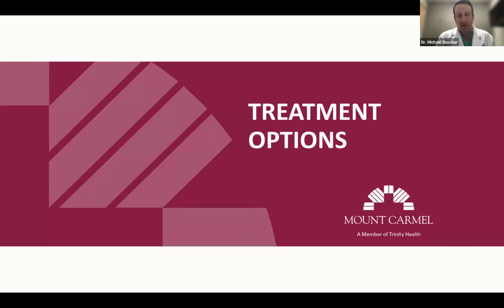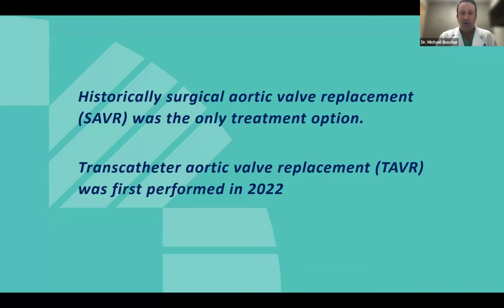Now, talking more about treatment options, again, surgical aortic valve replacement works very well, and historically this was the only option that we had. Transcatheter aortic valve replacement was actually first performed in 2002, sorry, not 2022. Initially, the minimally invasive way, or the TAVR approach, was only for high-risk patients who were deemed too high risk for surgery. And that's how we first started comparing TAVR versus open heart surgery.